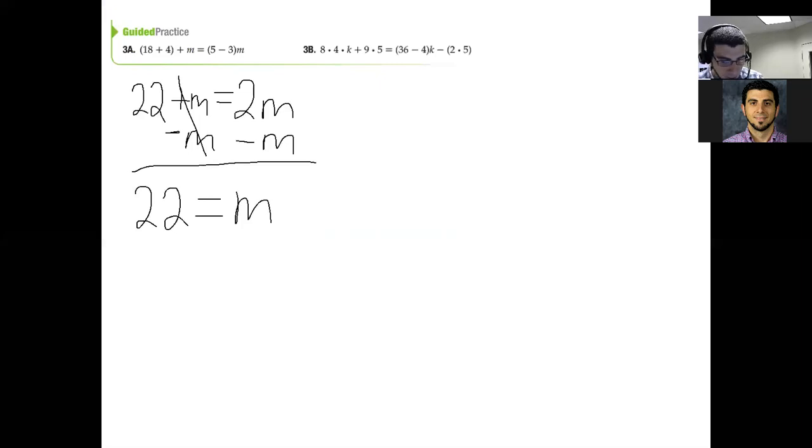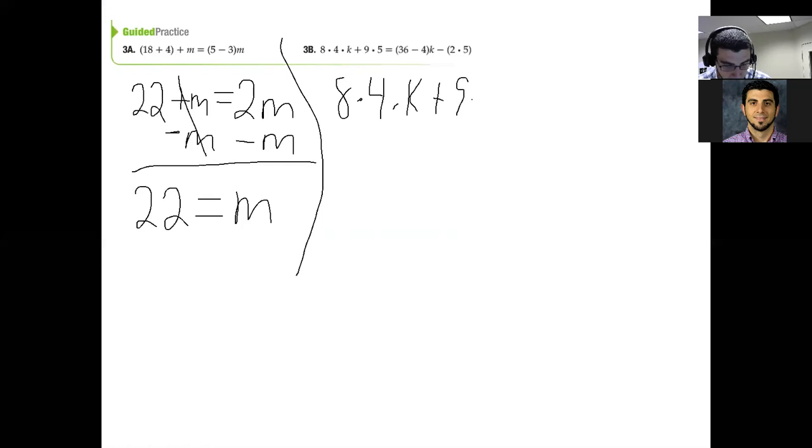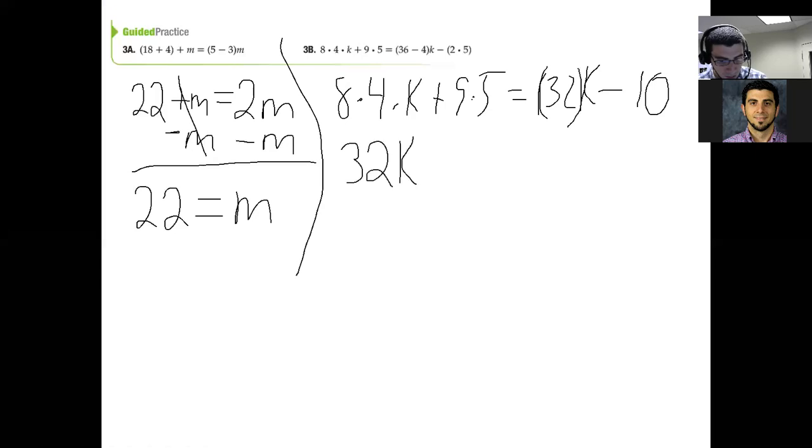3b, let's check it out. We have a lot of stuff going on here. So let's do the parentheses first. You would have 8 times 4 times k plus 9 times 5 equals 36 minus 4 is 32k minus, finish my parentheses, 2 times 5 is 10. Okay, now I have multiplication. 8 times 4 is 32k plus 9 times 5 equals 32k minus 10.